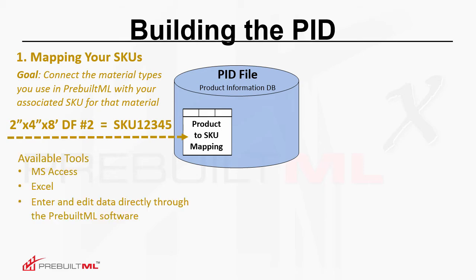To make that process happen, there are a few available tools, such as Microsoft Access or using Microsoft Excel to copy and paste items, or you can choose to enter and edit the data directly through the interface that's in the PrebuiltML software. And ultimately, it's going to be good to validate those entries by testing it against 2 or 3 completed projects that you've used with the PrebuiltML software.